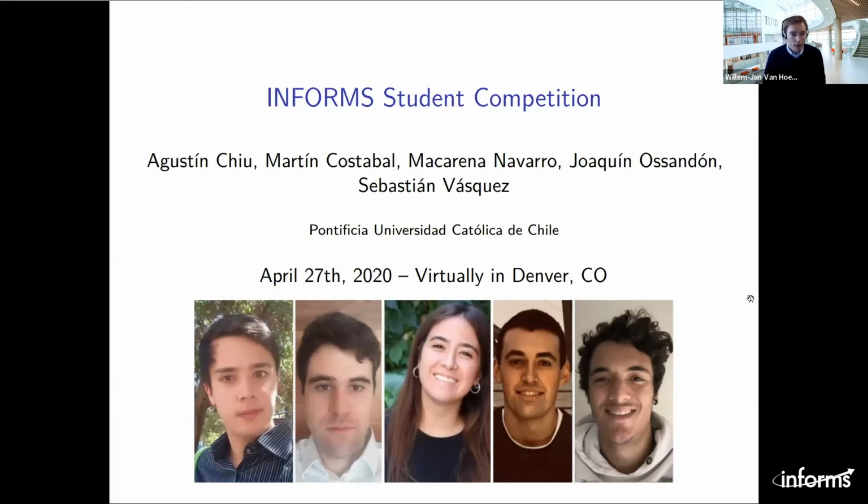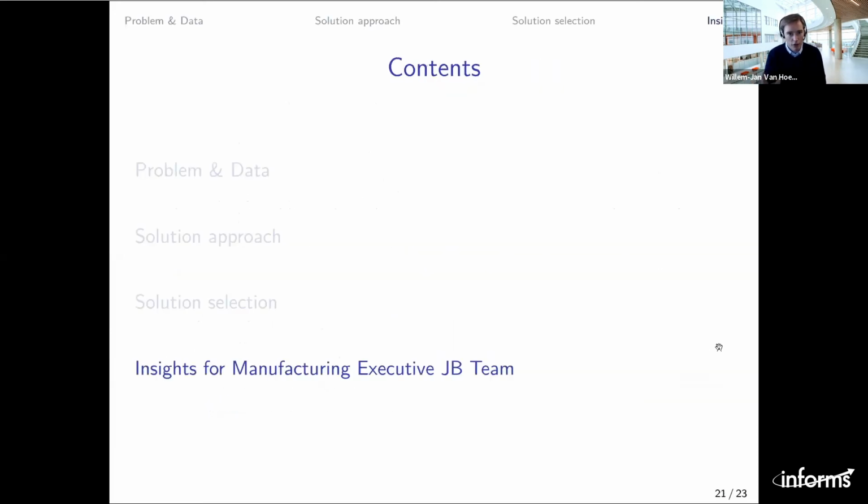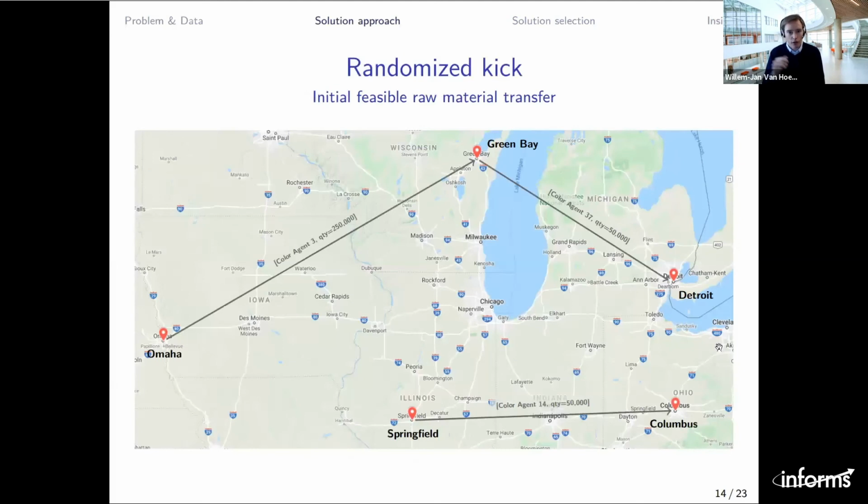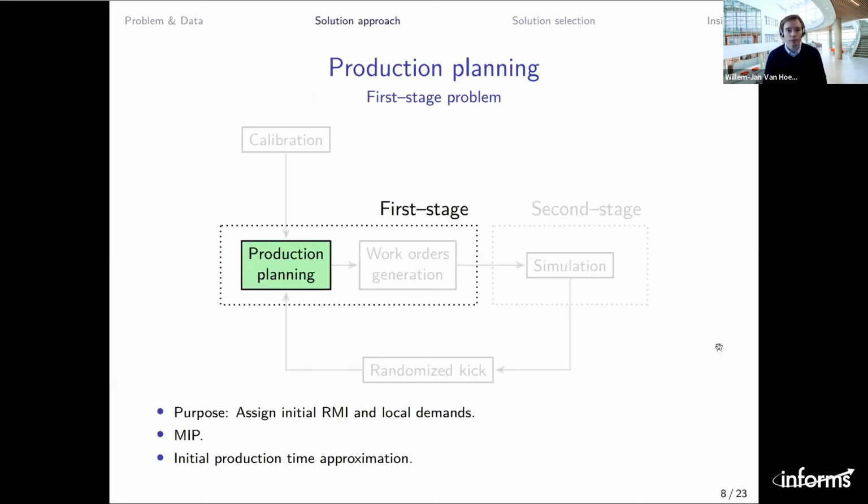I have a question. I actually have 2 questions that are related. This concerns the randomized kick, as you call it, between the second stage and the first stage. I think it was a very interesting idea. The first part of the question is: if you have a first stage solution and then you use, after the second stage, a randomized kick to forbid certain transfers, how do you forbid the process to bounce back and forth, to cycle between two solutions?